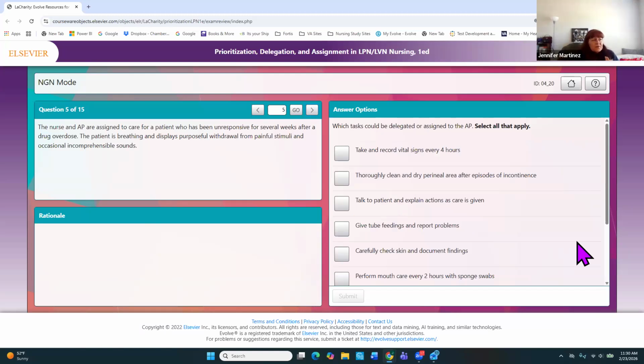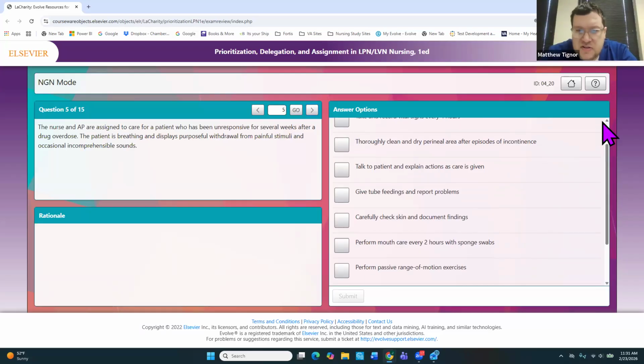The nurse and assistive personnel are assigned to care for a patient who has been unresponsive for several weeks after a drug overdose. The patient is breathing and displays purposeful withdrawal from painful stimuli and occasional incomprehensible sounds. Which tasks could be delegated to the AP? So we have a patient that's been unresponsive for several weeks, but now they are breathing and display purposeful withdrawal from painful stimuli and occasional incomprehensible sounds. So what can we delegate to the AP?